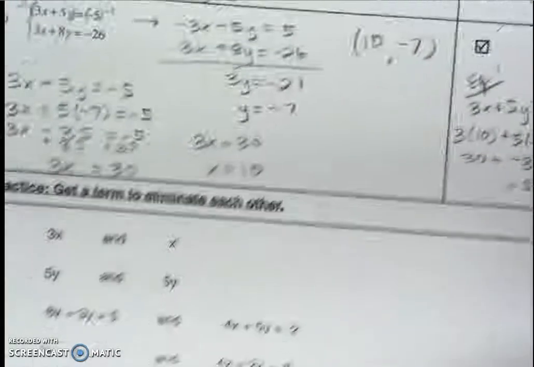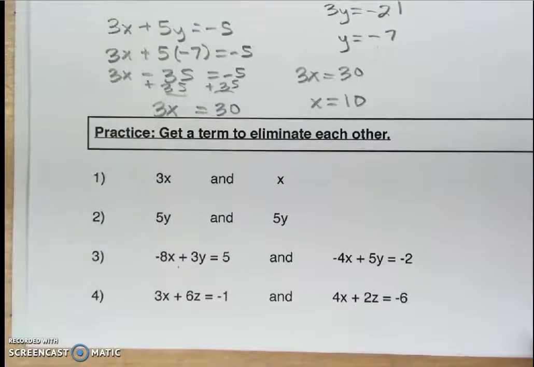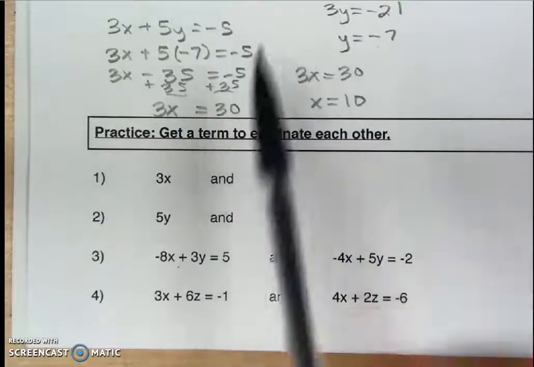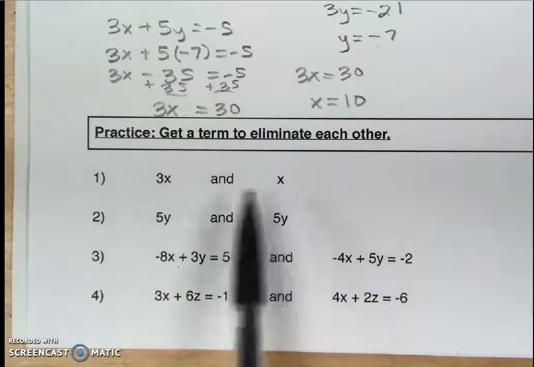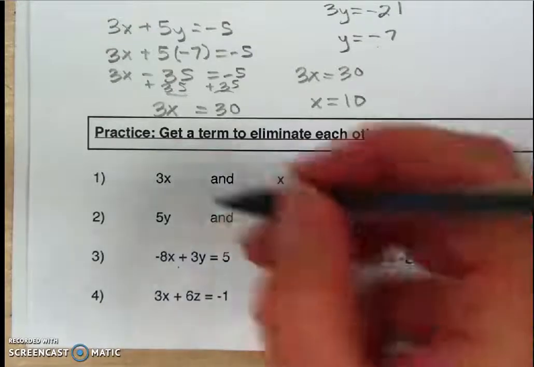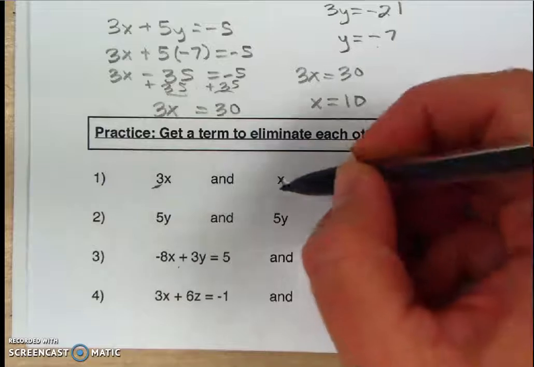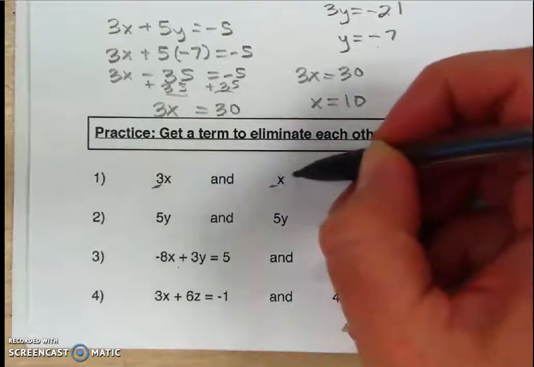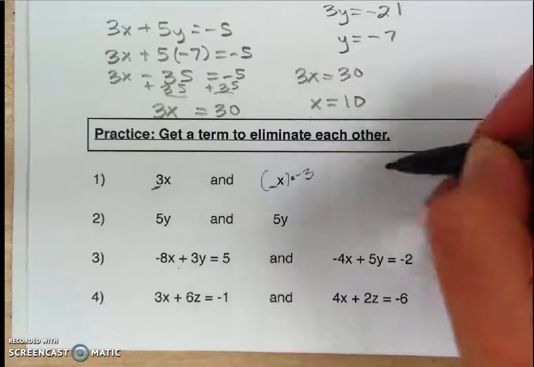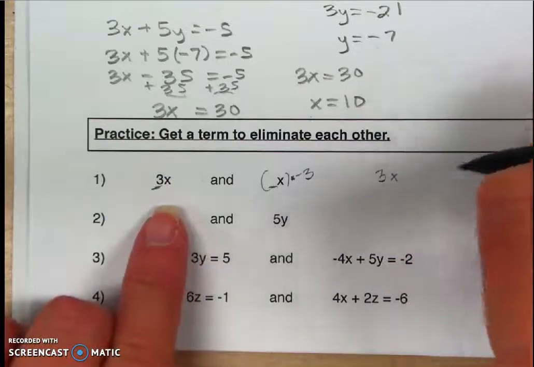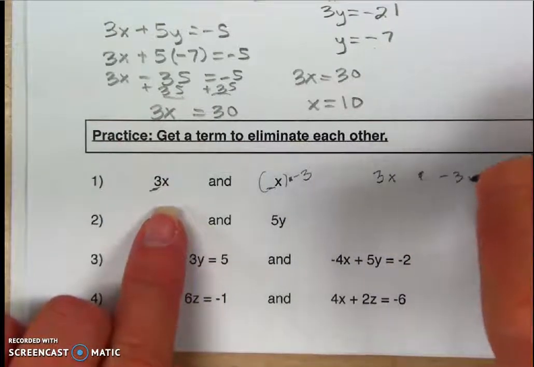All right, so the whole idea behind elimination requires us to have opposites. So practice: get a term to eliminate each other. If we had 3x and x, how would I make these coefficients opposites? Well, this one is 3. How would I turn this one into a negative 3? I would multiply by negative 3. And so that would be 3x and negative 3x now.